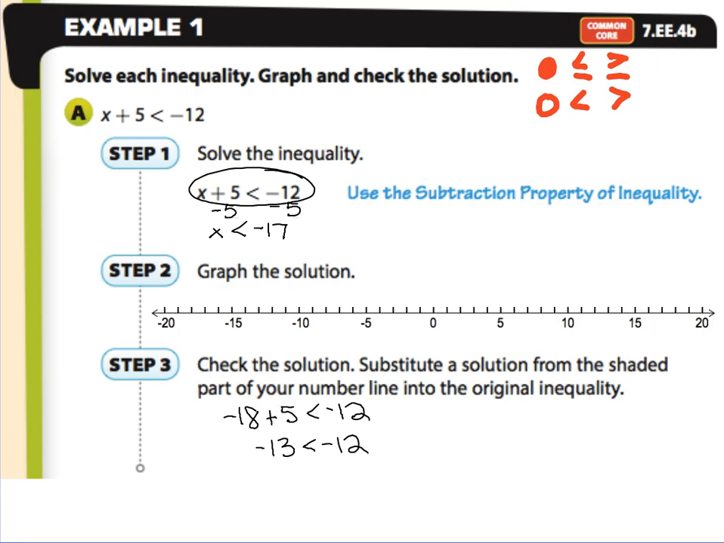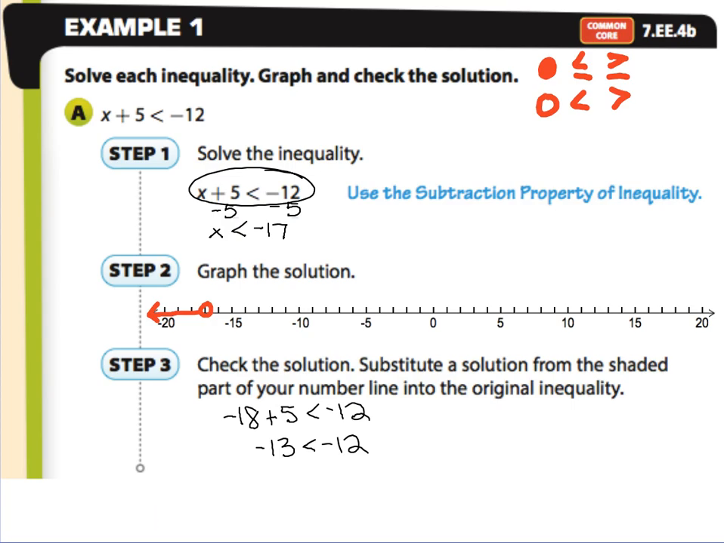So let's go ahead and graph it. Now when I'm graphing, again, I'm going to use red. I plot my point at negative 17. This one has to be an open dot because negative 17 cannot be included in my solution set. X is less than negative 17. So that means every single number on this number line that is smaller than negative 17 will work in this inequality. And that's all that you have to do to graph your solution set.